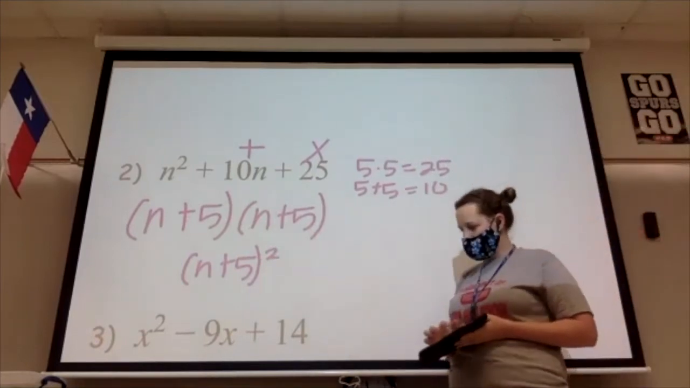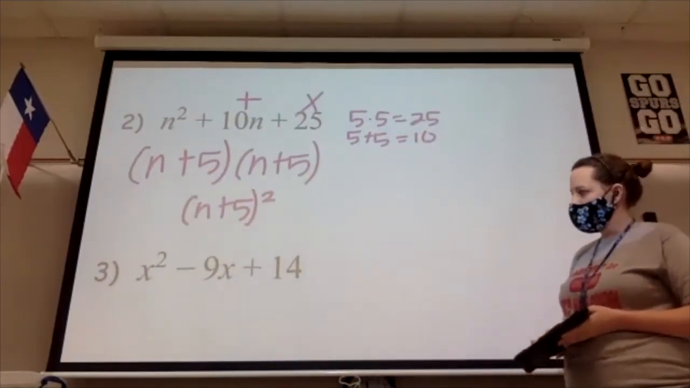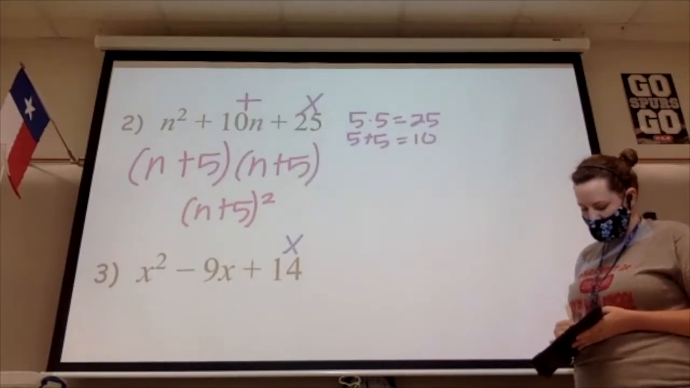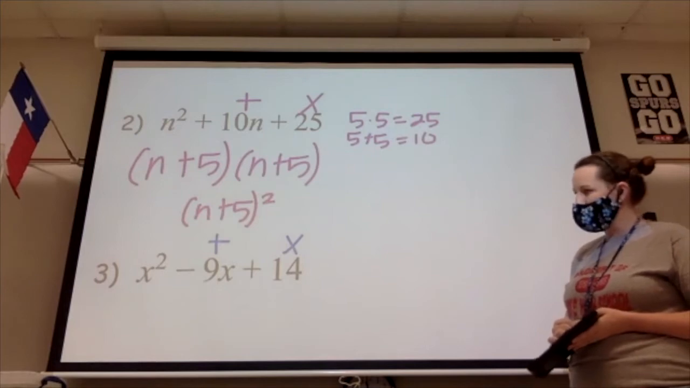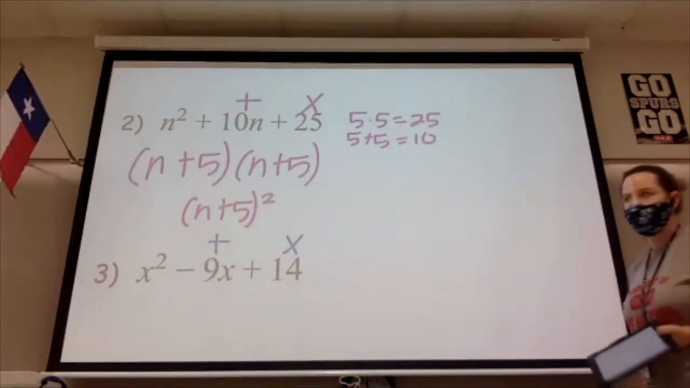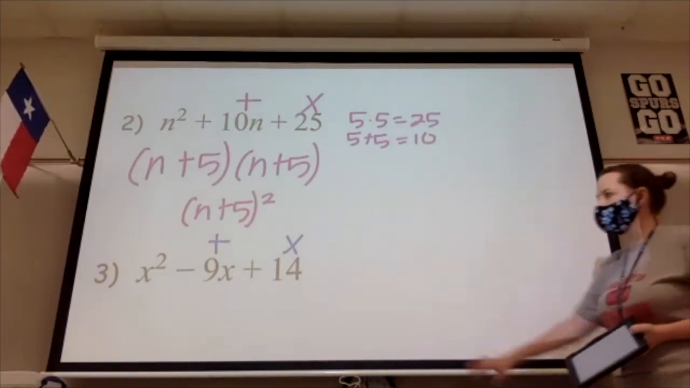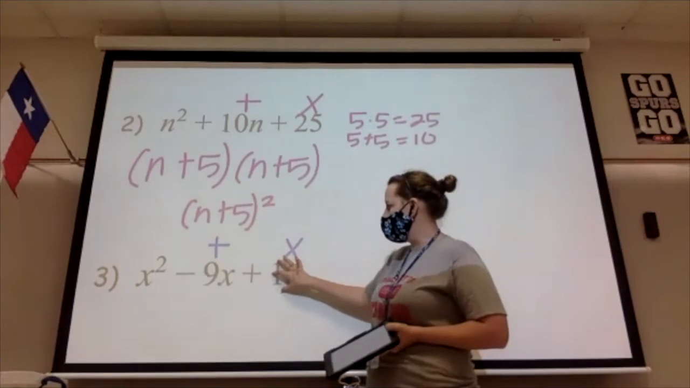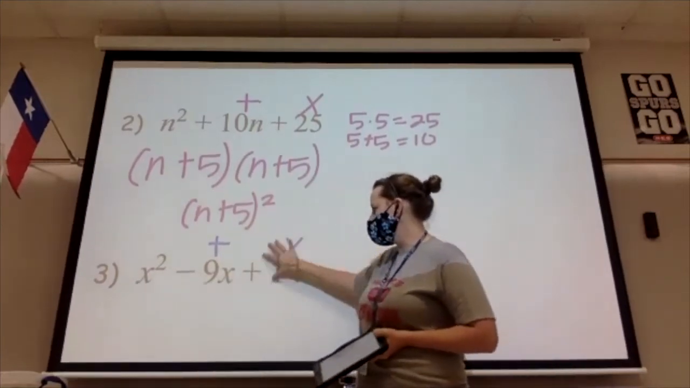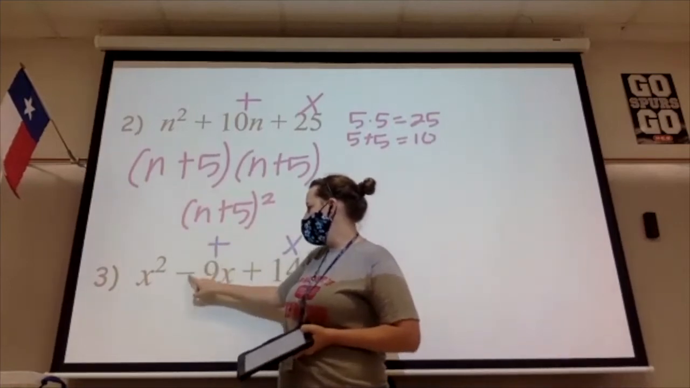Okay, this next one, x squared minus 9x plus 14. So we want it to multiply to be 14, add to be negative 9. Negative 7. You see where I'm getting? You want it to multiply to be the C value. So in our coefficients, you have A, B, and C. So you want it to multiply to be 14, add to be negative 9.